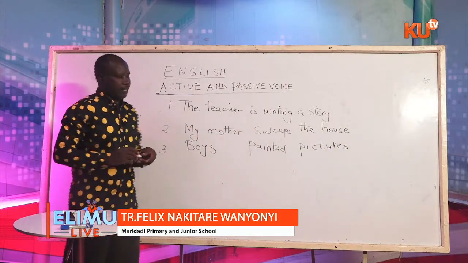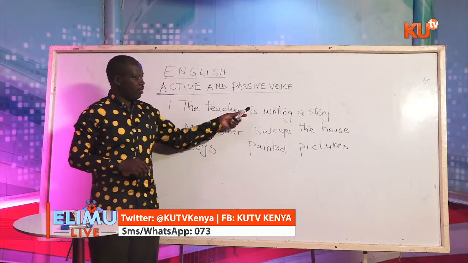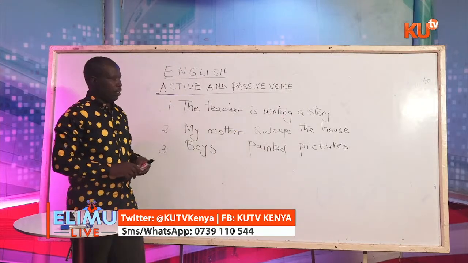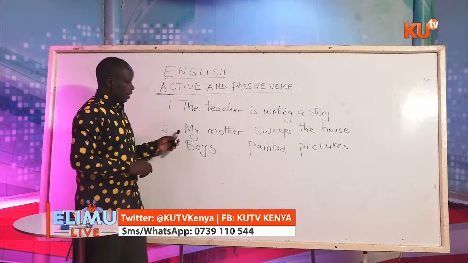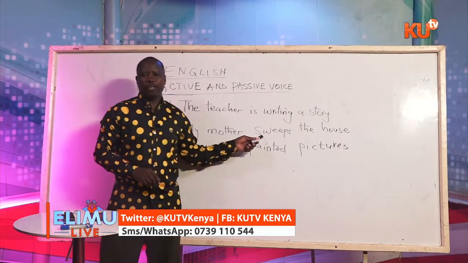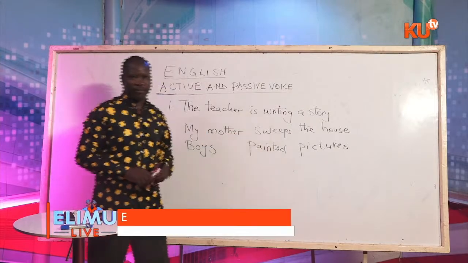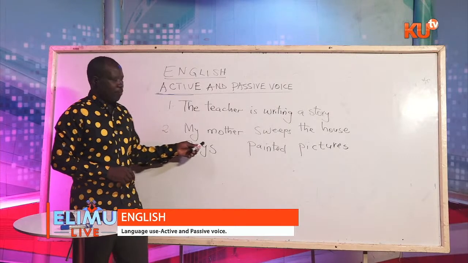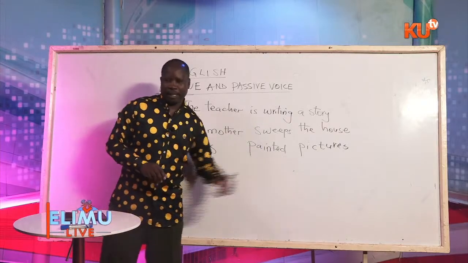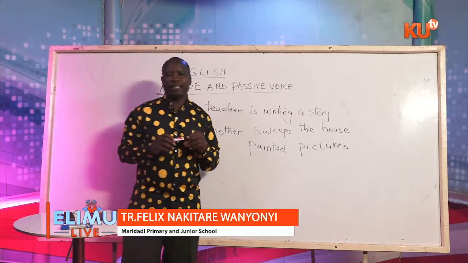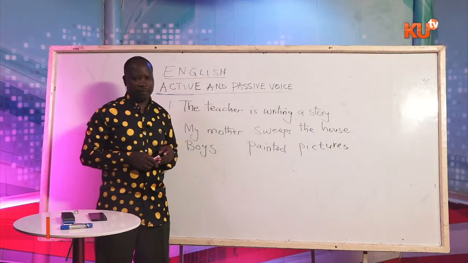Now we have those 3 sentences on the whiteboard. The first one, the teacher is writing a story. Then in our second sentence, my mother sweeps the house. When we come to sentence number 3, boys painted pictures. These are 3 normal sentences that we usually write, we usually speak them. We usually read in our books.